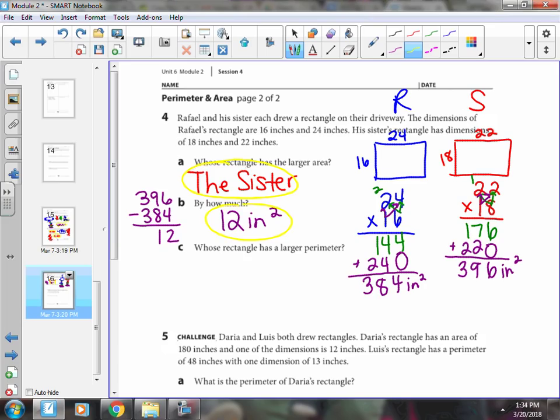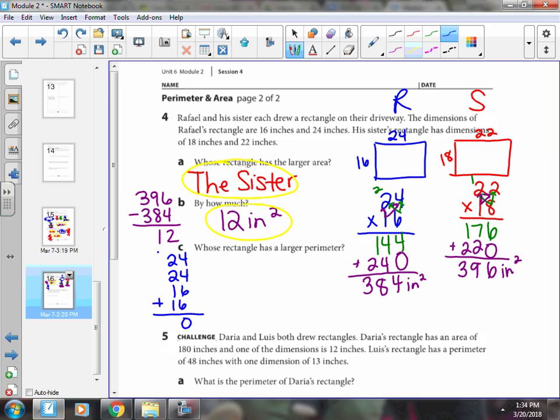Whose rectangle, oh my goodness, has a larger perimeter? Now we need to do 2 things. Perimeter for the brother, perimeter for the sister, which is a totally different measurement than area, okay? So Raphael's numbers, I'm looking at my blue rectangle. I need to do 24 plus 24 plus 16 plus 16. 24 plus 24 plus 16 plus 16. So I'm showing it in a lot of ways. You don't have to add it all together. You could do it in 2 separate steps like we've done.